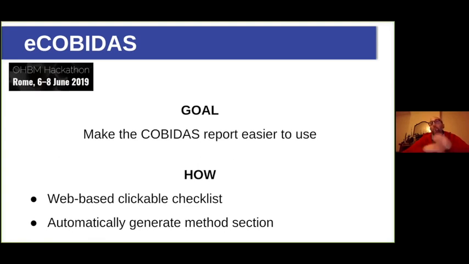And the idea was, okay, we want to make the eCOBIDAS report easier to use. And how? Well, we don't know how we're going to do it, but we want to create a web app that's just a clickable checklist. And ideally, in the end, we wanted to be able to automatically generate the methods section of a paper. And the funny thing about the whole eCOBIDAS project is that this is still pretty much the goal. We have made huge progress, but we're still going in that direction, and this is still fairly up to date, I would say.